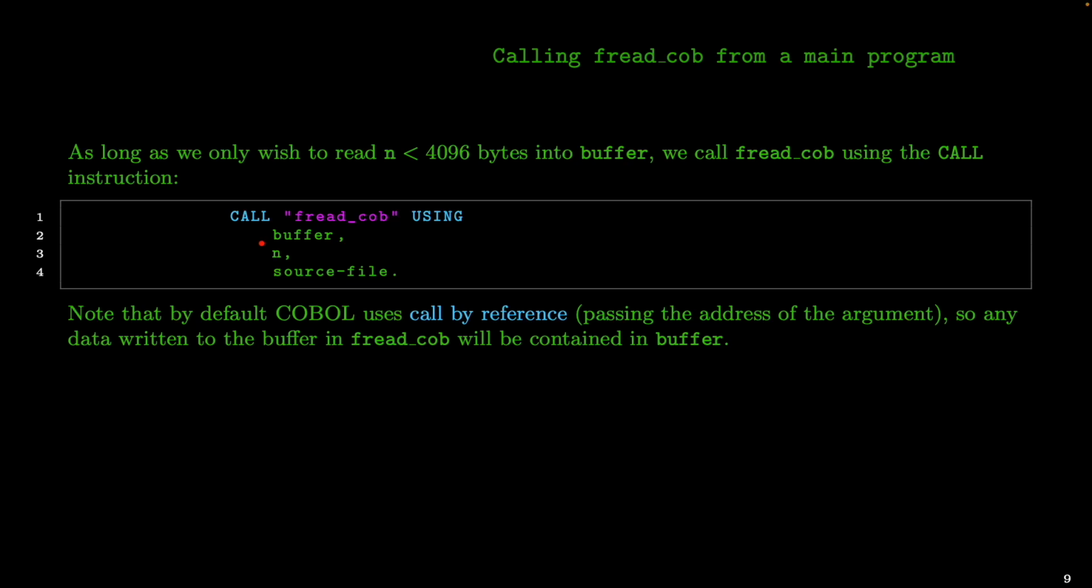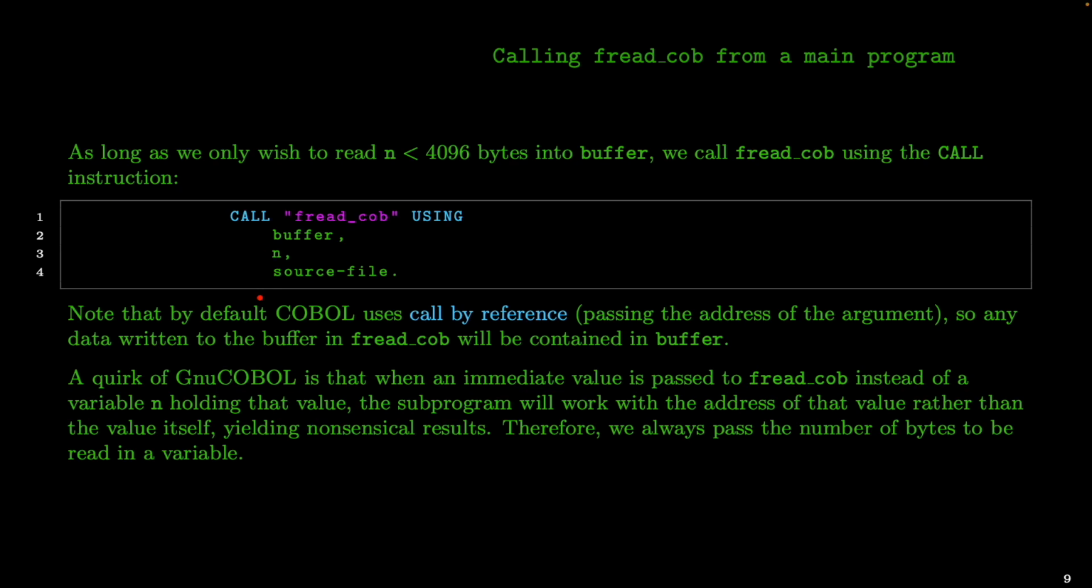So we do not copy the data and change copies in the subprogram, but we make changes to the actual data that we pass from the main program, which makes sense because we actually want to write to the buffer that we have in the main program. And in that way, we can make sure this actually happens. So we do not have to use any modifiers to call by content, by value or something like that.